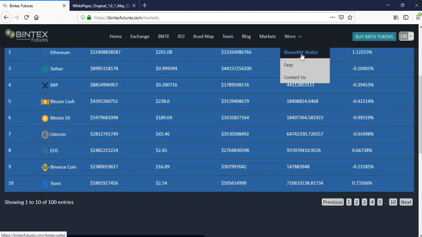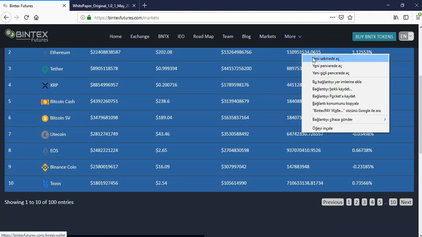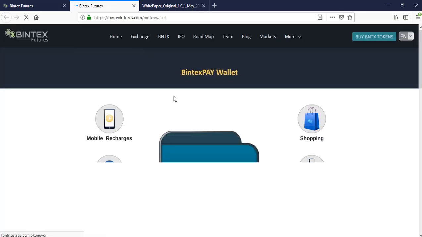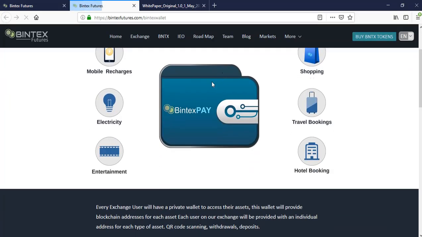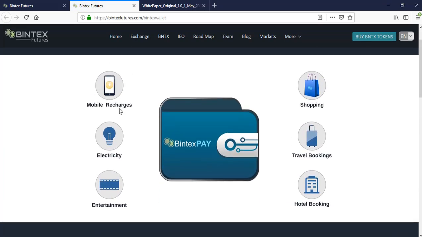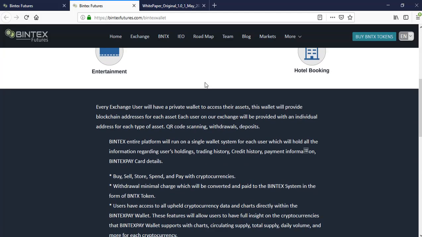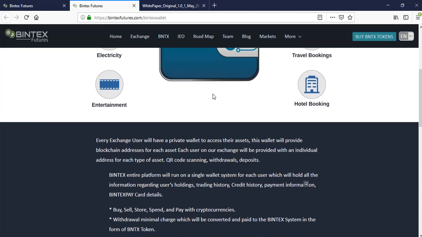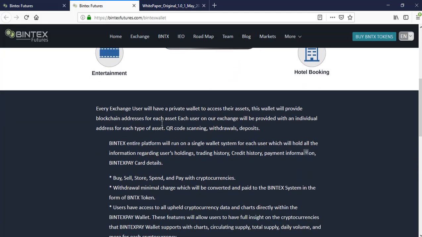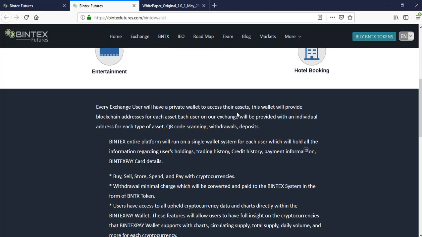I have a Bintex wallet, Bintex Pay wallet in this area. What is the Bintex wallet? Bintex Pay wallet, mobile recharge, electricity, entertainment, hotel booking, travel booking, shopping booking, and other information on it. Every exchange user will have a private wallet to access their assets.